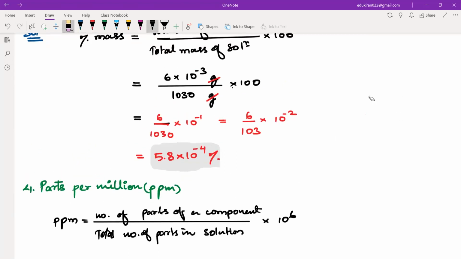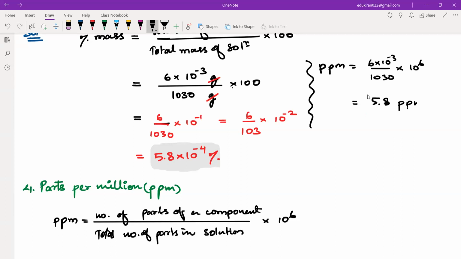and find out the ppm, this will be equal to 6 into 10 to the power minus 3 by 1030 into 10 to the power 6. Here we are having 100, here we are having 10 to the power 6, and you can easily see that you will get the answer as 5.8 ppm.